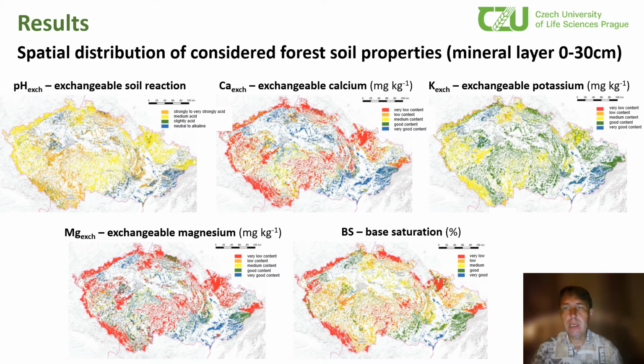We can see that forest soils are mostly strongly to very strongly acid with very low content of exchangeable base nutrients, calcium and magnesium, combined with low available phosphorus content. The only base nutrient with sufficient content is potassium. Base saturation is mostly low to very low.